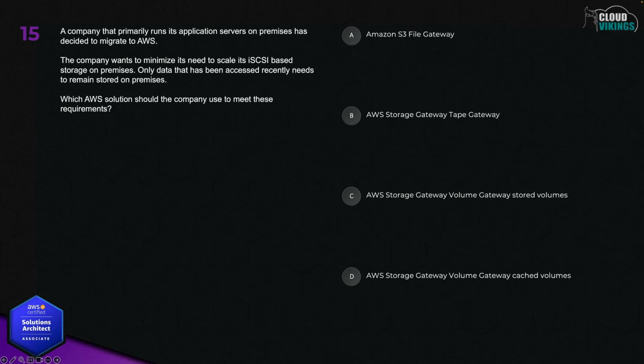Our options are A. AWS S3 File Gateway. B. AWS Storage Gateway Tape Gateway. C. AWS Storage Gateway Volume Gateway Stored Volumes. Or D. AWS Storage Gateway Volume Gateway Cached Volumes. The correct answer here is D. AWS Storage Gateway Volume Gateway Cached Volumes.